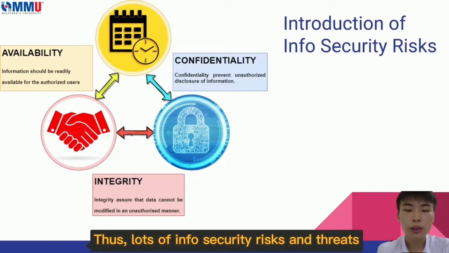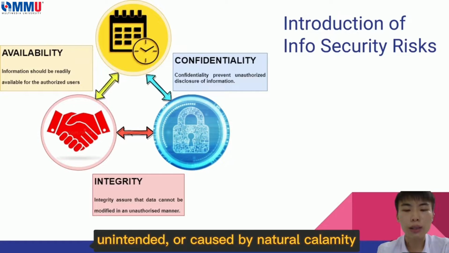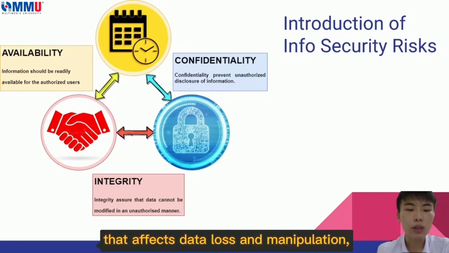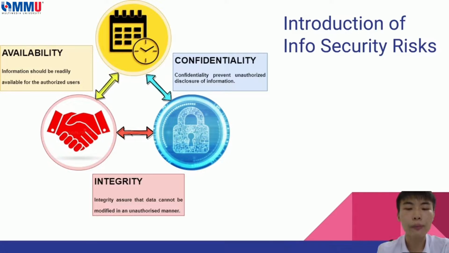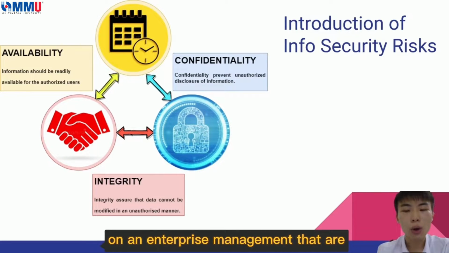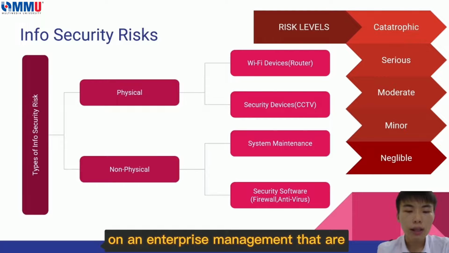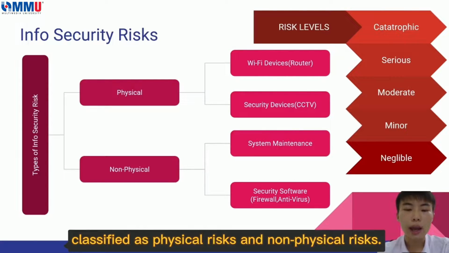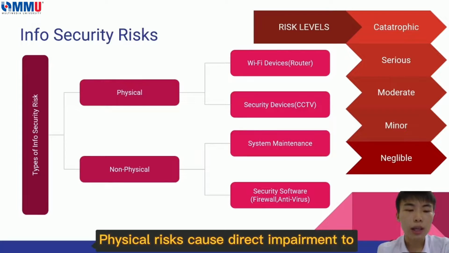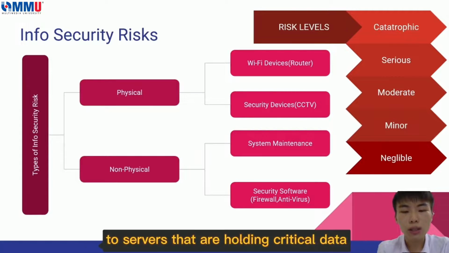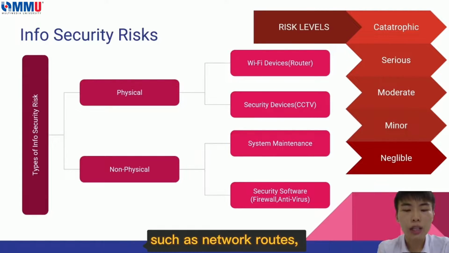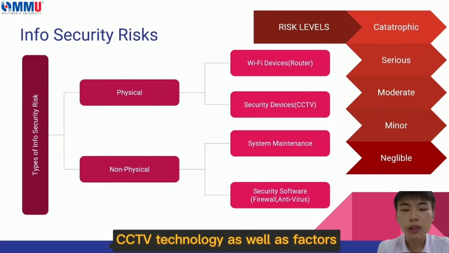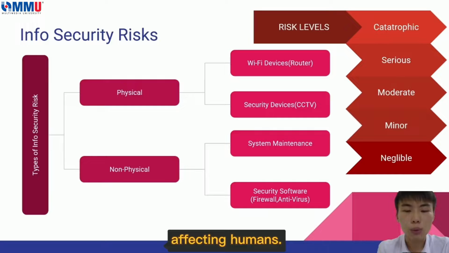Thus, information security risks and threats in general can include any that are deliberate, unintended, or caused by natural calamities that affect data loss and manipulation, especially physical destruction of hardware. Accordingly, information security risks in enterprise management are classified as physical risks and non-physical risks. Physical risks cause direct impairment to hardware or indirect adverse consequences to servers that are holding critical data, such as network routers, CCTV technologies, as well as factors affecting humans.